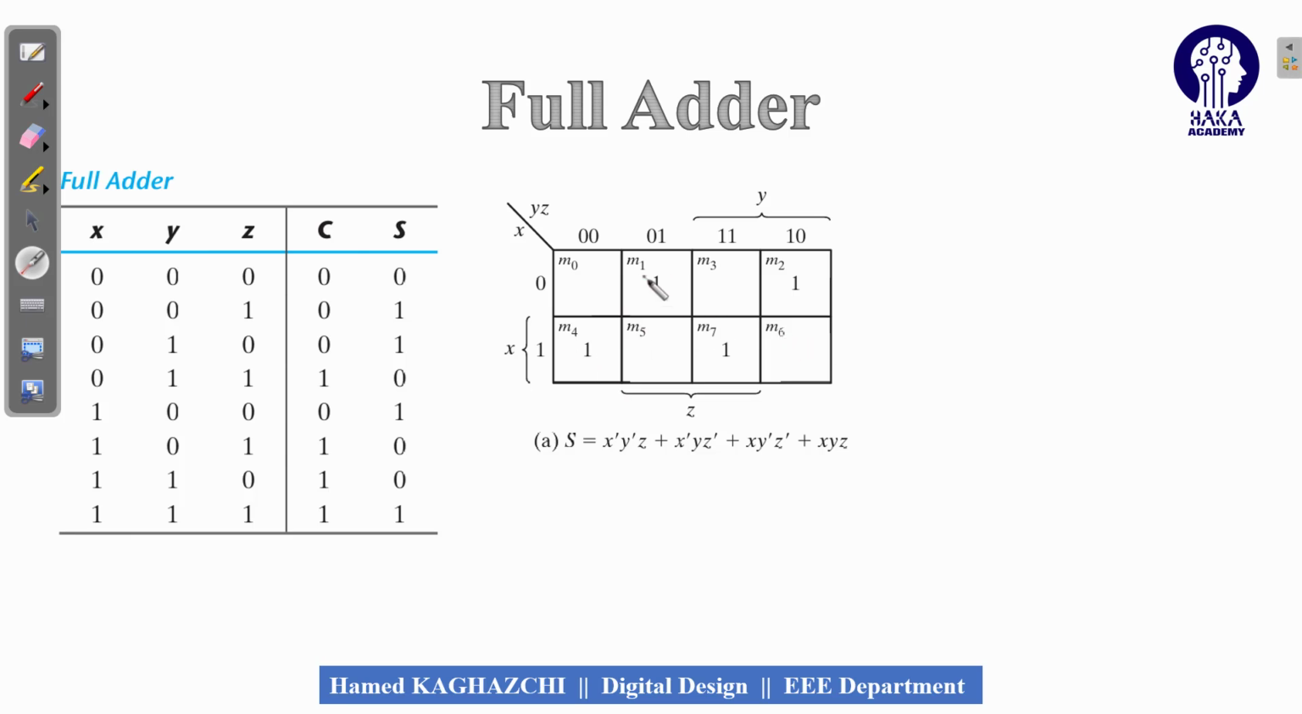Now we have to group them. You can see that none of the ones can be grouped together; each stays separate. So if I write the term of each group of 1, for this one is X Y prime Z prime. For this one is X Y Z. For this one is X prime Y prime Z. And for this one is X prime Y Z prime.